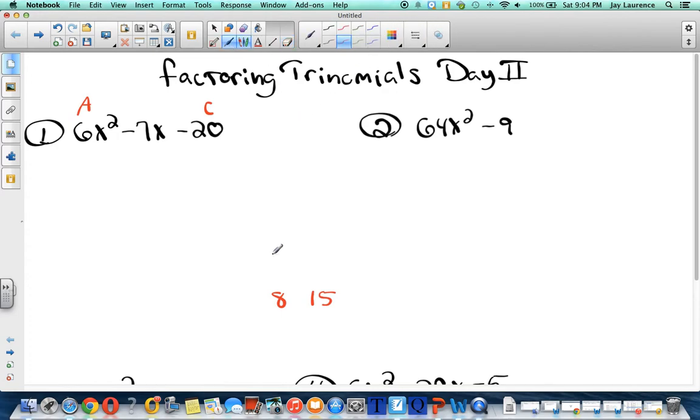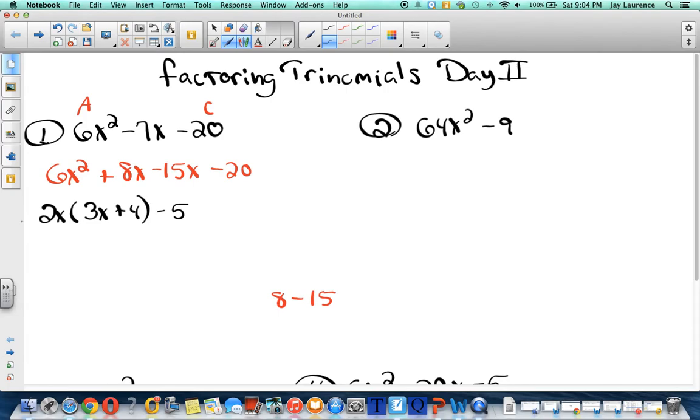Now the subtraction problem would be 8 minus 15 because I need a negative 7. So I think I'm going to write a 6x squared. I'm going to rewrite the negative 7x as a positive 8x minus a 15x minus a 20, and I like the way that's looking. So I'm going to GCF this quantity, which I believe is going to be a 2x, and I'll be left with a 3x plus a 4. And I'm going to GCF this quantity, which will be a minus 5, and I'll have a 3x plus a 4. And so I'll GCF one more time. I'll have 3x plus 4 times the quantity of 2x minus 5.